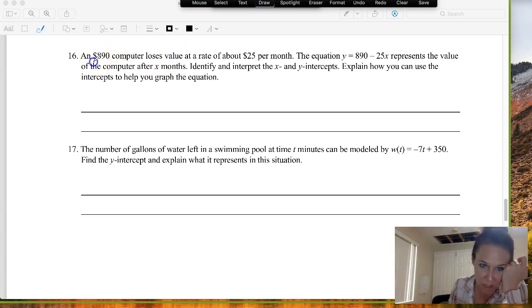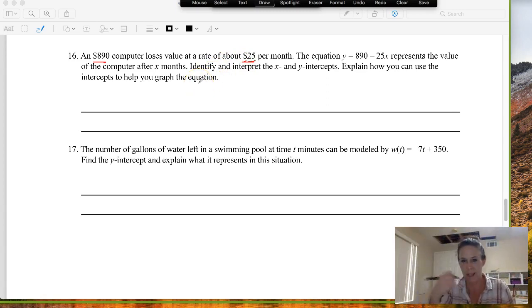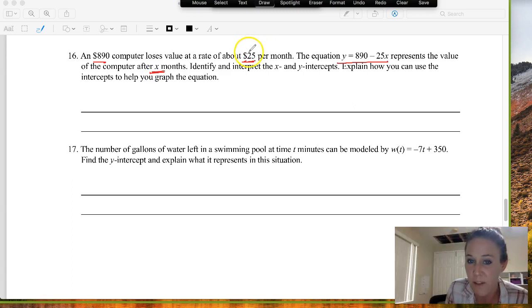So you're going to spend this much on the computer. And you lose a value of about $25 per month. That's the value of the computer going down each month. That's how much it's worth after a certain amount of time. This equation represents the value of the computer after x months, so $25 per month. So you're going to start out with $890 for the computer, then you're going to lose $25, and x will be the number of months. That will be the value of your computer, okay?